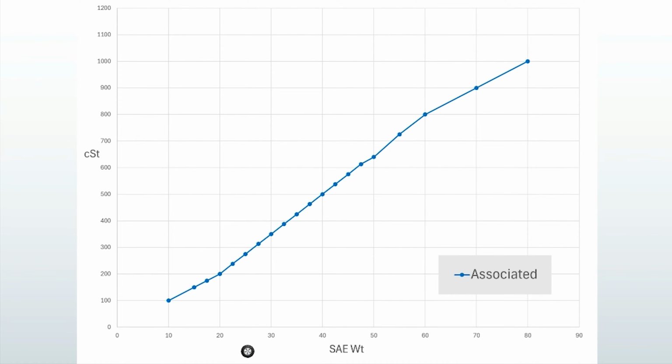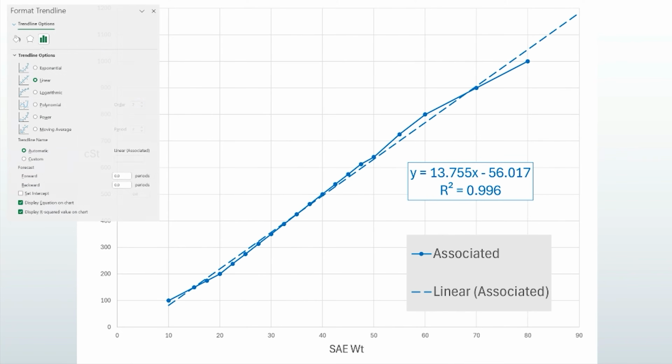This is a plot of the SAE weight numbers versus the cSt scale. You would expect a perfectly straight line, but that's not what we get. So what I'm going to do is add something called a trend line, which is a mathematical interpolation or simplification of all the data points. This is very easy to do in Excel. This takes data that is perhaps a little messy and gives you a mathematical equation that represents that data.